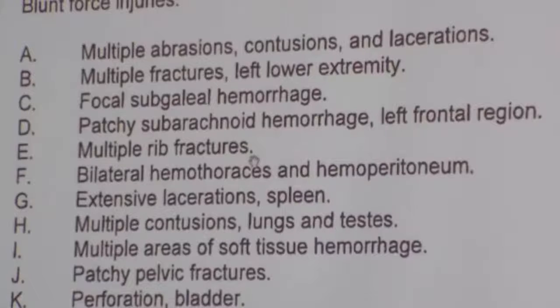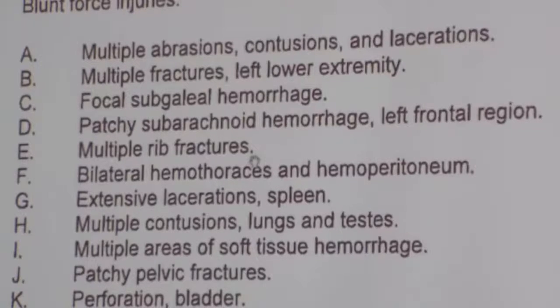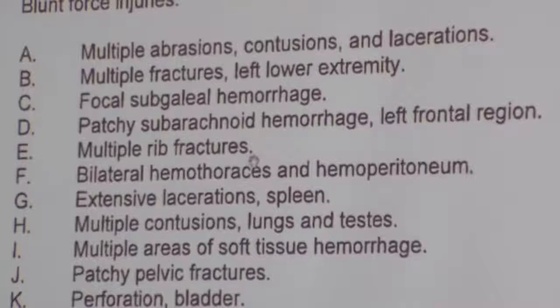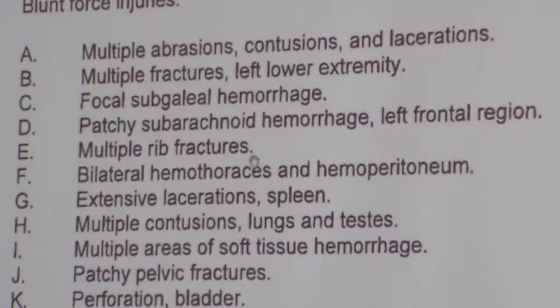on the left frontal region. So front is more like the forehead. Multiple rib fractures. Hemothoraces, bilateral, meaning blood accumulated in both chest cavities. And then hemoperitoneum, meaning blood accumulated in the belly, the abdominal cavity. Extensive lacerations basically mean the spleen is lacerated into pieces and a lot of blood accumulated in the belly. Multiple contusions, again bruises, to the lungs and to the testicles.